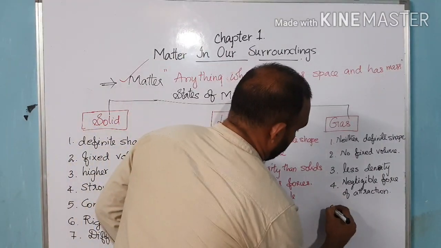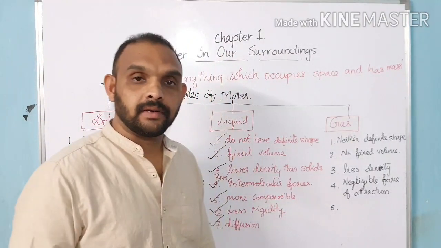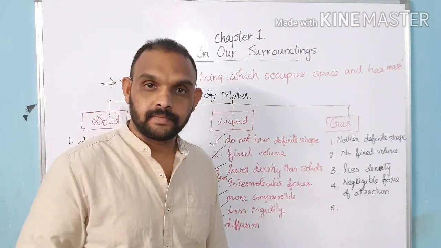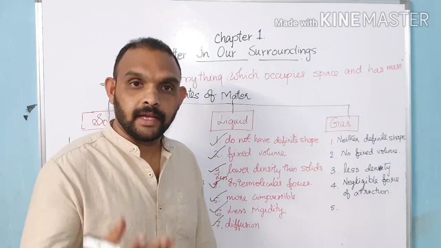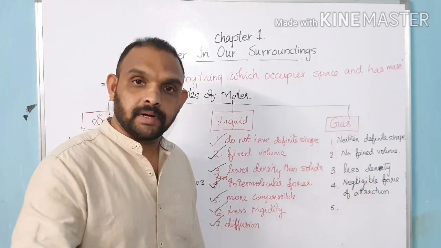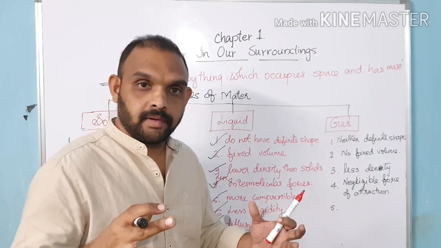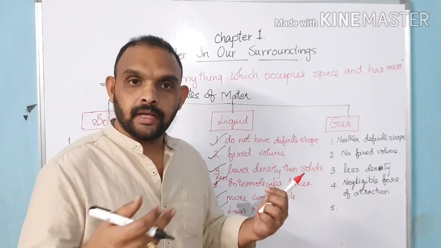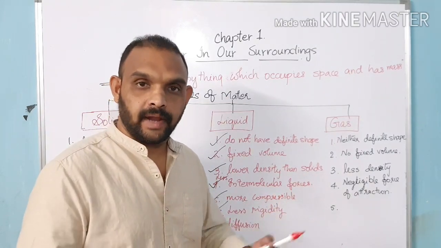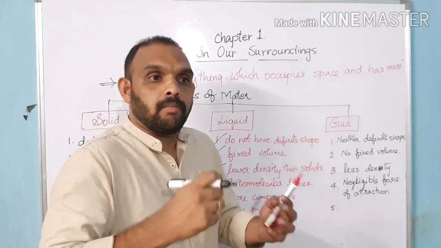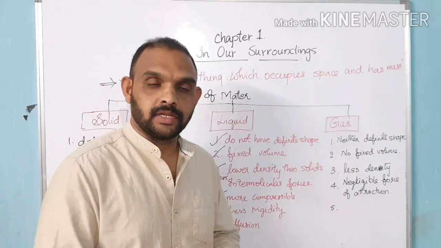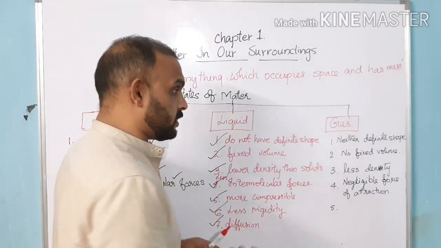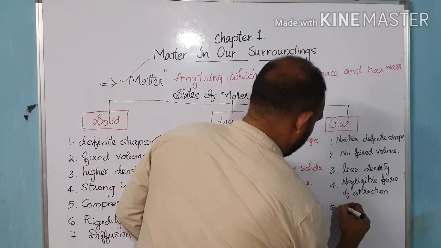Fifth one, are gases compressible? Yes. The example is compressed natural gas. We can compress and keep gases. So many examples are there, like LPG cylinders, oxygen cylinders, nitrogen balloons, blowing a balloon with the help of oxygen. So these all are examples of compressibility of gas.